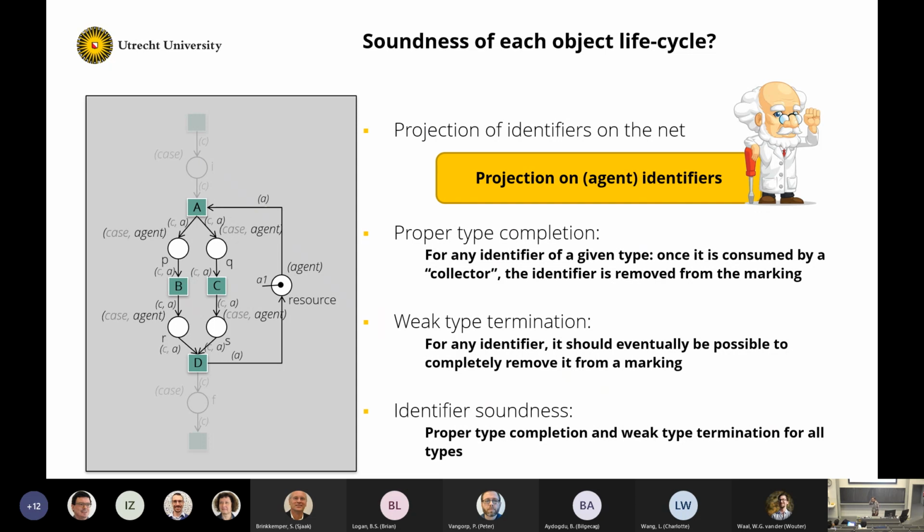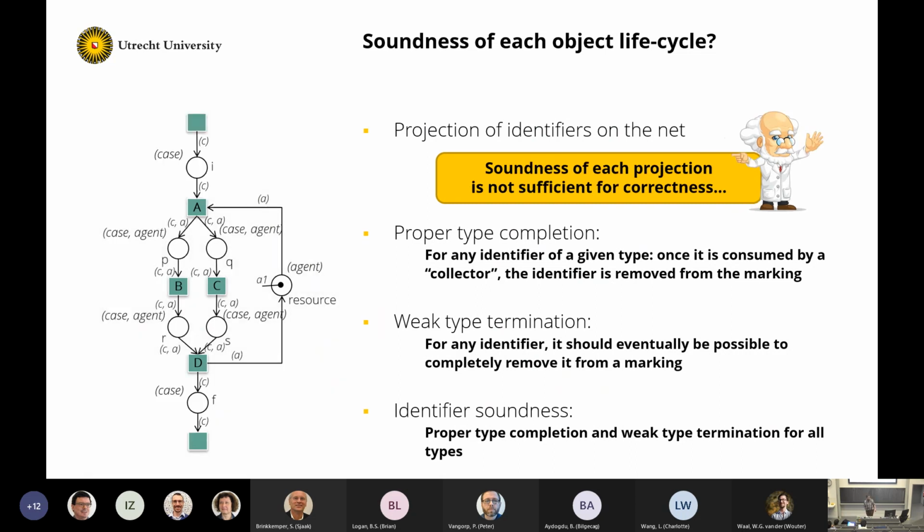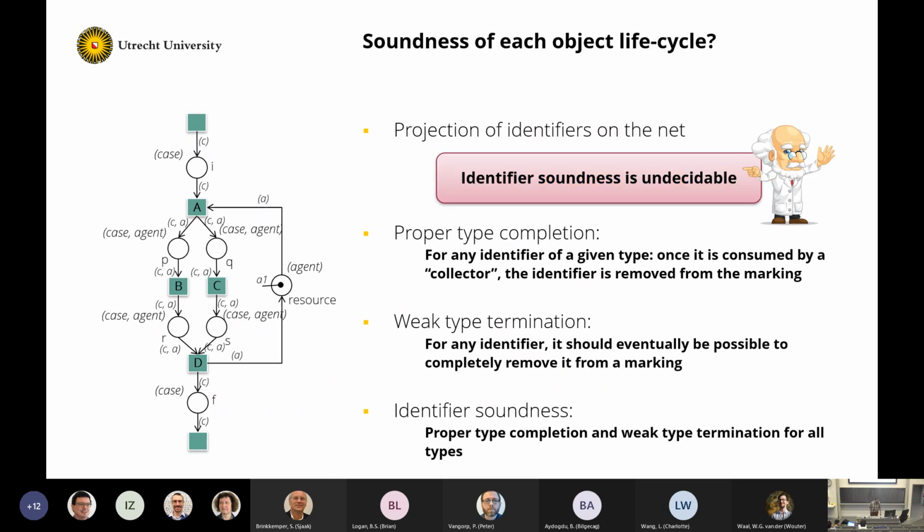And we can look at the one where there's just the agent. So this is the net just with the agents, and that one is also working correctly. If you just follow everywhere where there's an agent, that works. The problem typically is if you combine them. So I can make examples where each of the projections is correct, but the combination is not. Those are the trivial ones to show. So the identifier soundness of each projection is not sufficient.